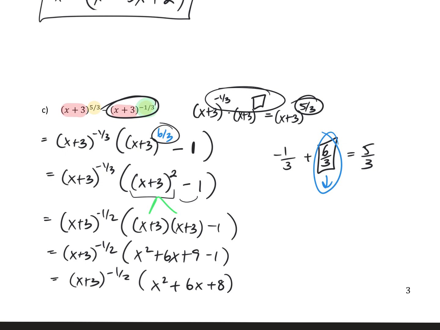Are we done? Can we factor? Again, our goal is to factor. Now, you might be tempted to say we're done, but careful. Can we factor this trinomial? The answer to that is we can.